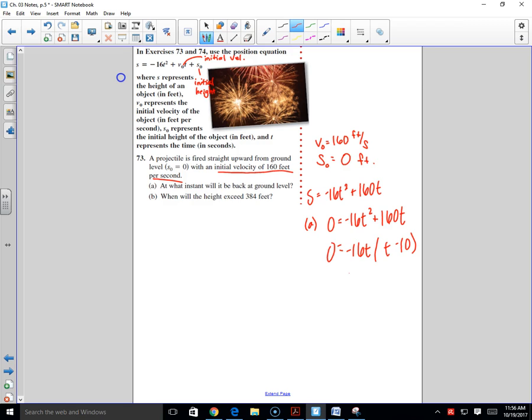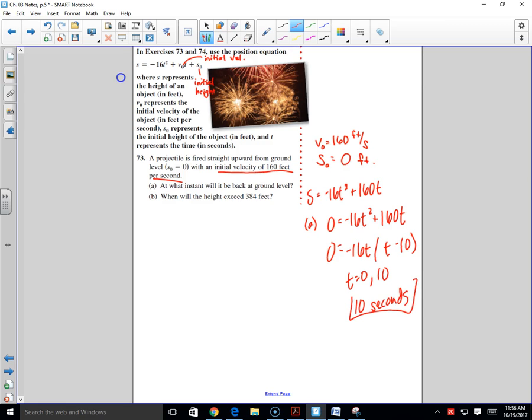So if you set it equal to 0, my zeros would be 0 and 10. What's the only one that makes sense for how long it took for the projectile to return to the ground? 10. Good, because 0 is the beginning when it was fired from the ground. 10 seconds is when it returns to the ground. So, final answer.